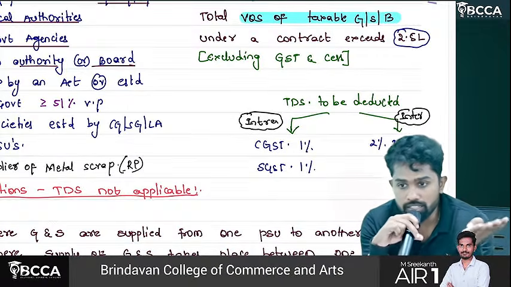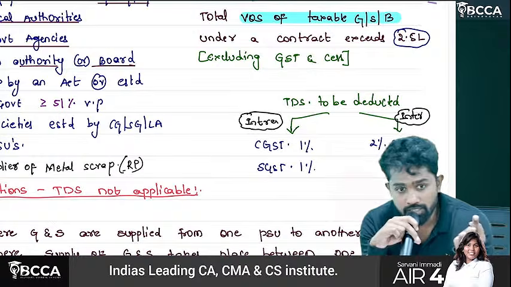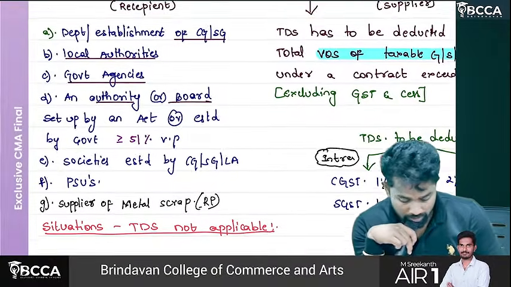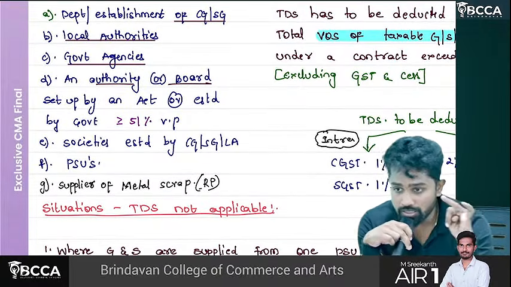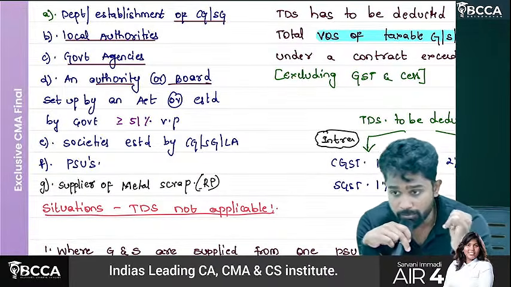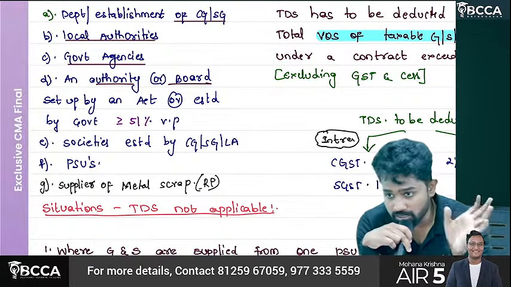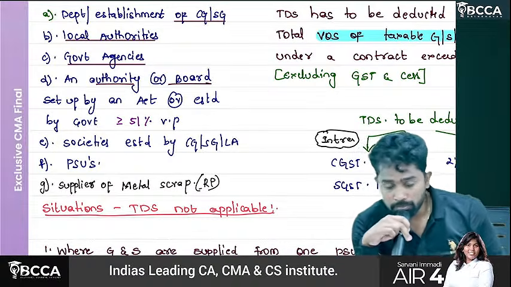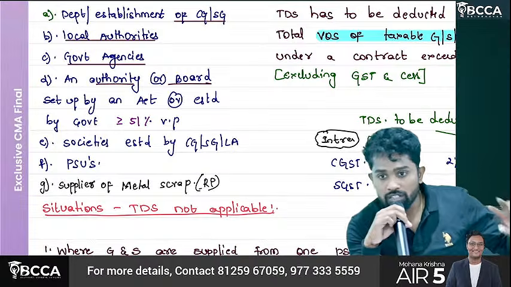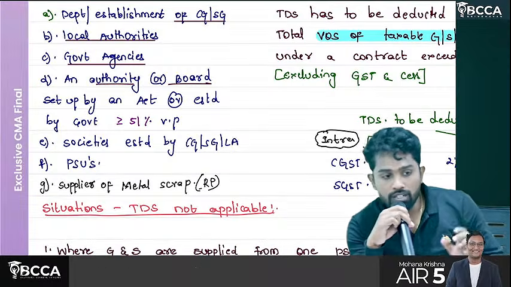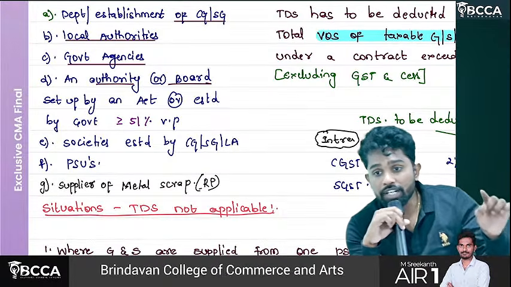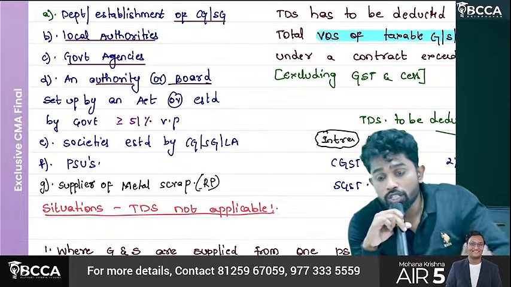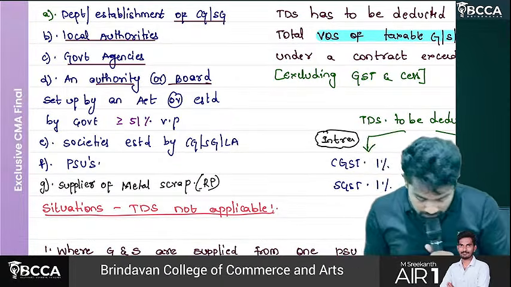Government department or establishment, government agency, government authority, or a society, an authority or board which is set up by an act or established by government where there is 51% voting power. Societies established by government, PSUs. Then where a registered person supplies metal scrap. Then what is the TDS rate, sir? Intrastate 1%, interstate 2%. It applies when the contract value, that is the taxable value of goods and services or both, exceeds 2,50,000, also excluding GST.